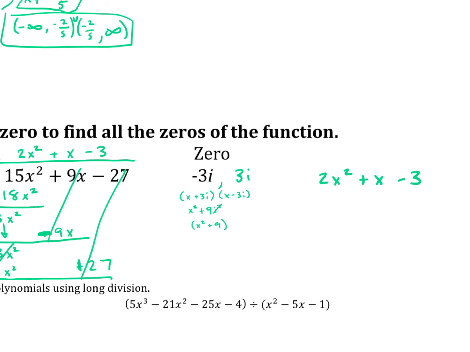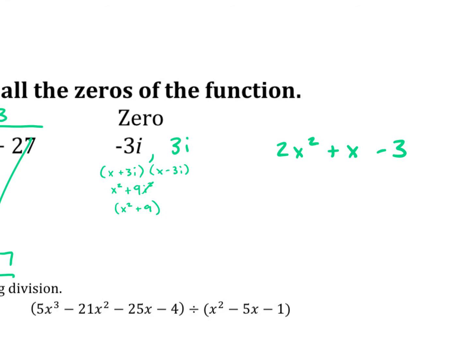Can I factor this more? Yeah? How do I factor when I have a number that's not 1 to start? Multiply the first and last. So 2 times negative 3 would be negative 6. Two factors of negative 6 that add to 1. Positive 3 and negative 2. So this is x plus 3 and x minus 2. What's one thing I have to remember to do when I start by multiplying?